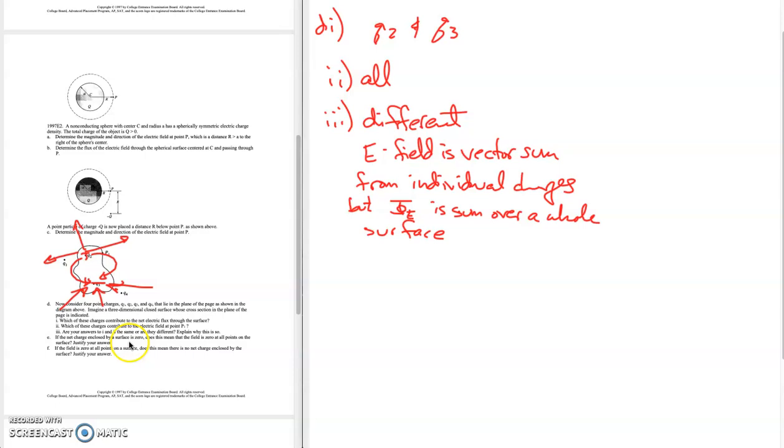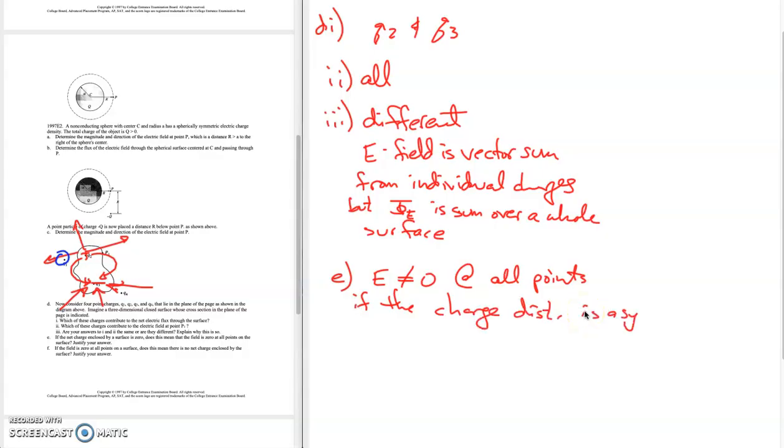So the net charge is 0 and the flux is 0, but if you look at the position of Q1, you're closer to the positive charge, so you're going to feel an electric field pushing you away from that positive charge. So for part E, the E field is not 0 at all points if the charge distribution is asymmetric.